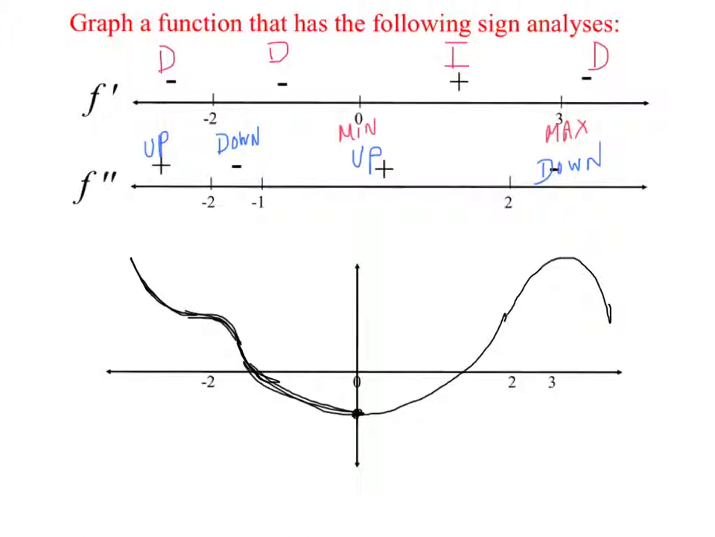Now at this point, it's sometimes good to go back and make sure you've got it. Am I decreasing from -infinity to -2? Yes, I am. Am I decreasing from -2 to 0? Yes, I am. Am I increasing from 0 to 3? Yes, I am. Am I decreasing from 3 on? Yes. Then check the concavity. Am I concave up? Yes. Am I concave down? Yes. Am I concave up this whole way? Yes. And am I concave down from 2 on? Yes.